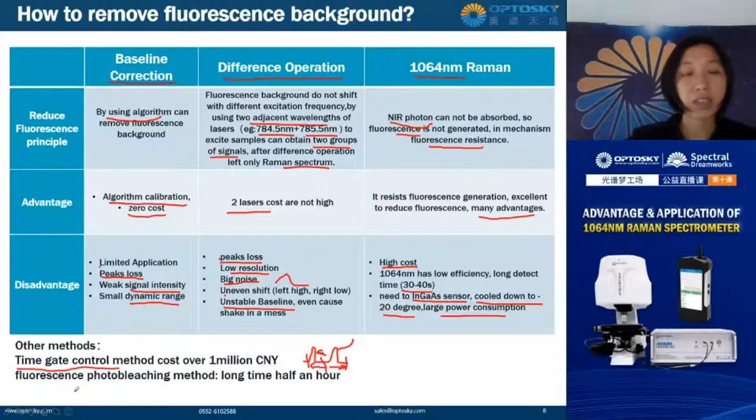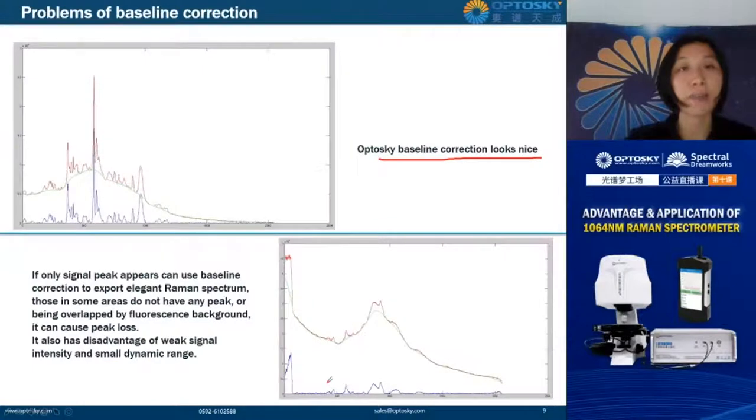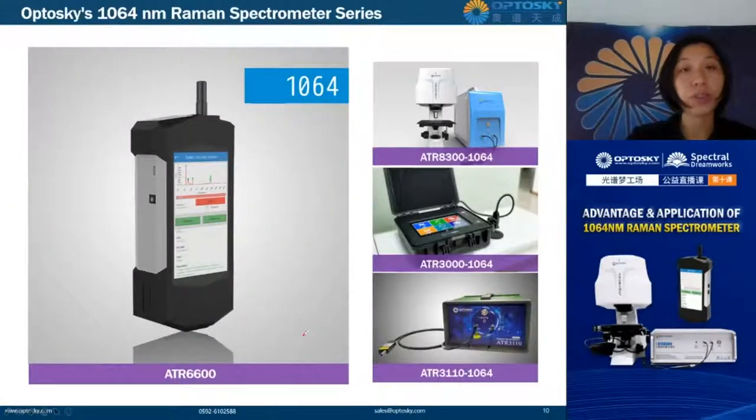And for fluorescence, we also have to introduce another method. This is photobleaching. Photobleaching can also remove the fluorescence, but it takes at least half an hour to remove the fluorescence background. This we have already introduced before.